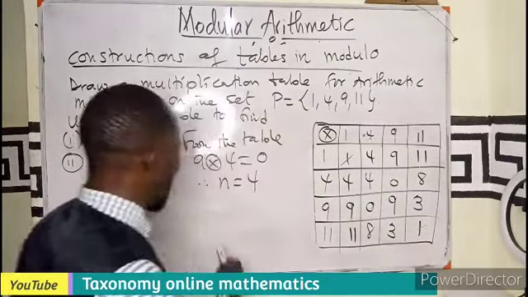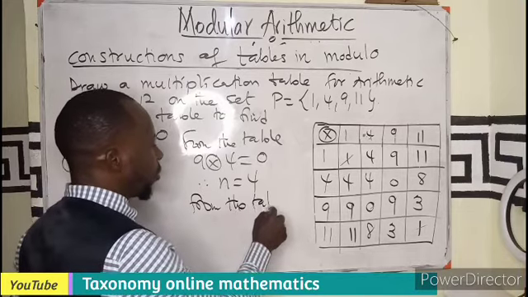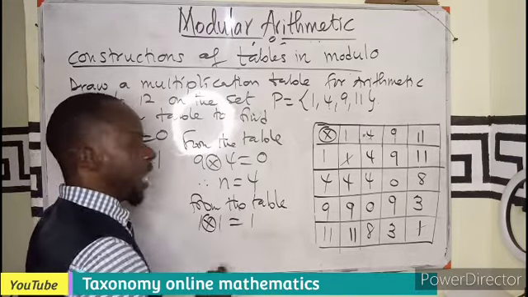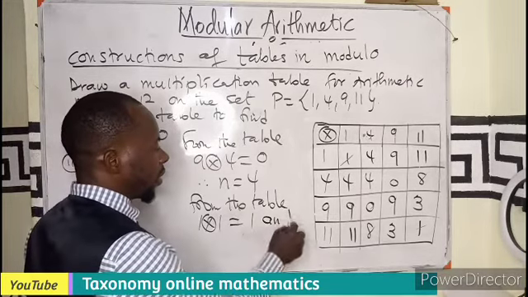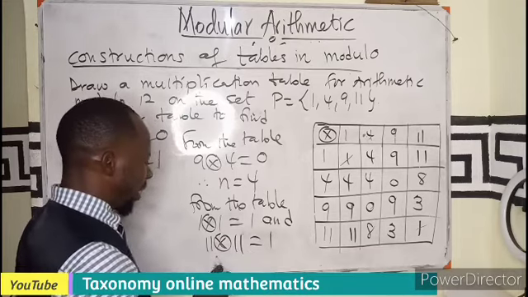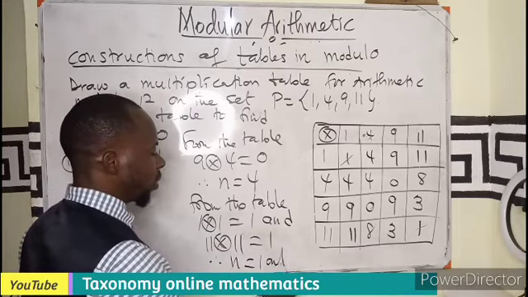So it means that from the table, 1 times 1 is 1, and 11 times 11 is also 1. Therefore, n is equal to 1 and what? 11.